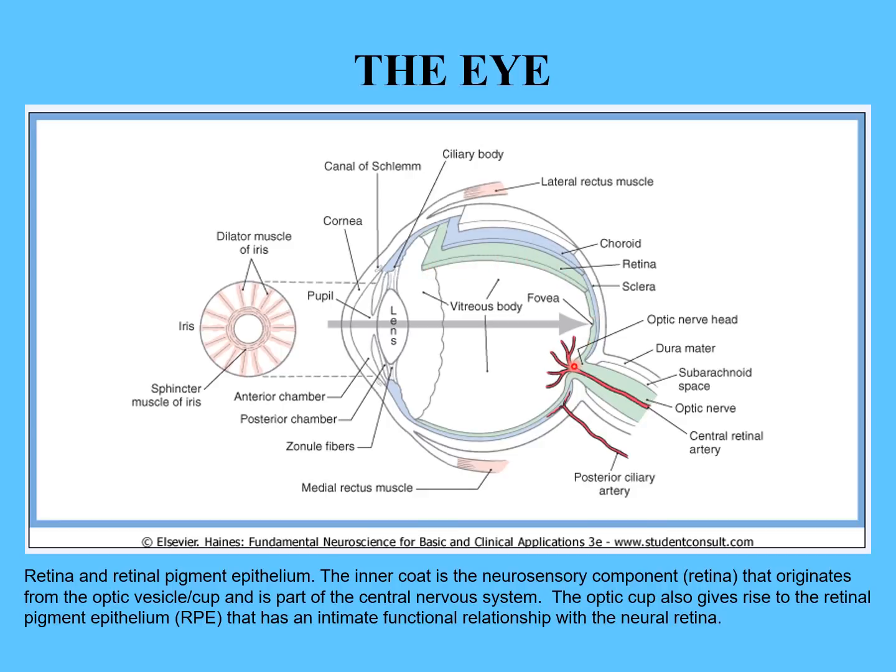That retina is part of the optic cup, optic vesicle and cup, and is in fact part of the central nervous system. The only part of the central nervous system that's visible from the outside, literally by looking through an ophthalmoscope. And the optic cup also gives rise to the retinal pigment epithelium.